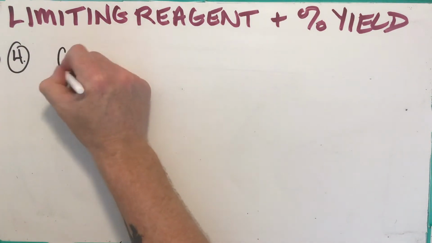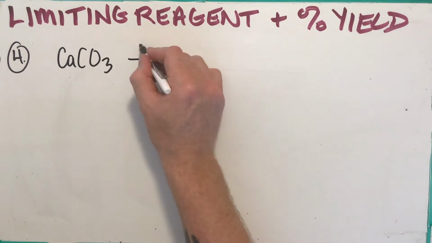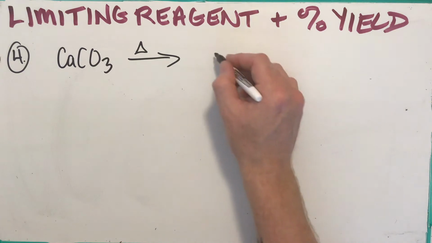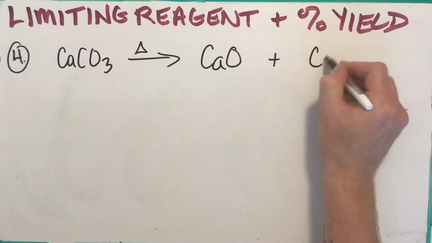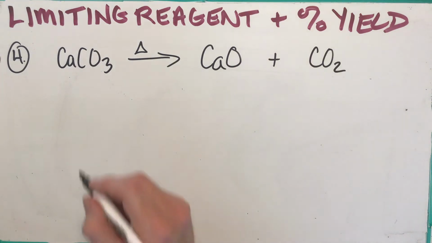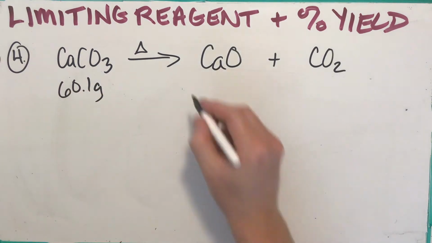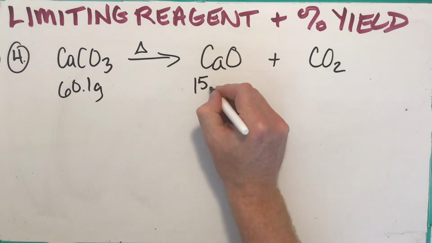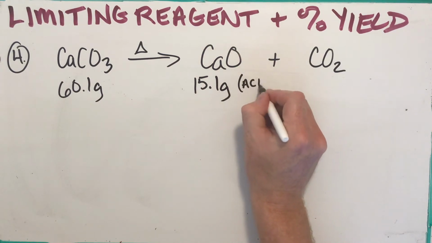Number 4 looks like we have calcium carbonate decomposing, and I know this one's a thermal decomposition, so I'll put that there. You did not have to put that there, but I know how this falls apart, so we'll put it there. So calcium carbonate breaks down into calcium oxide and carbon dioxide. So I have 60.1 grams of this. When it broke down, I got 15.1 grams of that, and that is my actual yield.